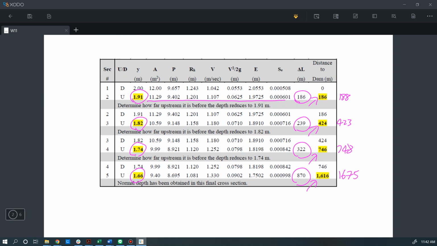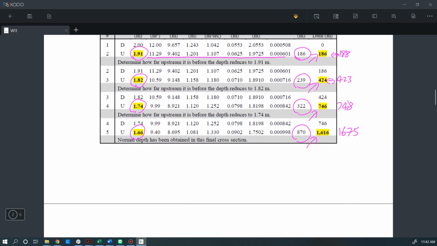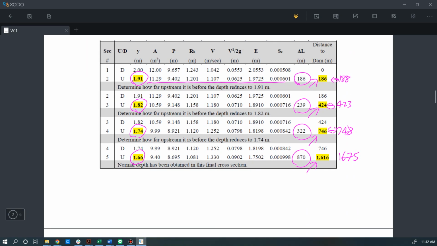Okay, so we can see that the values we solve using this direct step method are quite close to the actual numbers, or the numbers that we use in the standard step method. So we can conclude that the answers solved by the standard step method and the direct step method yield a very similar result.